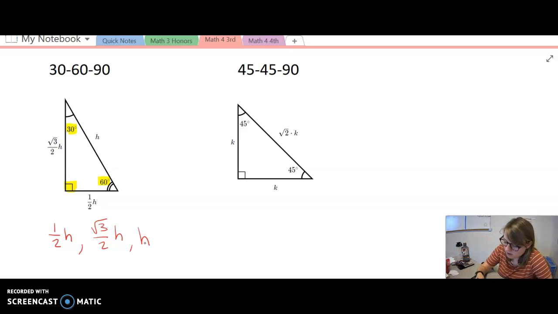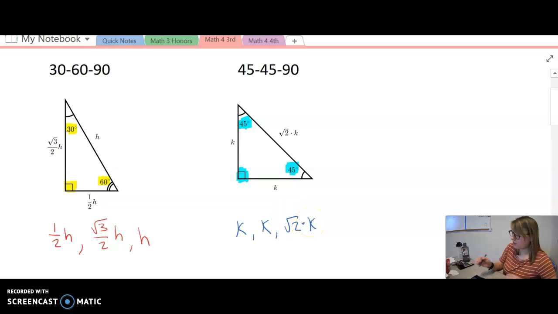Alright, so let's move on to our 45, 45, 90. So, 45, 45, 90 is the same idea. We have a degree of 45 in one corner, another 45, and a 90 in another. So, again, let's talk about those side ratios. So our side ratios are k, k, and then square root of 2 times k. So again, my k's are my legs, and then the square root of 2 times k is the hypotenuse. So that's really good to make sure that you know.